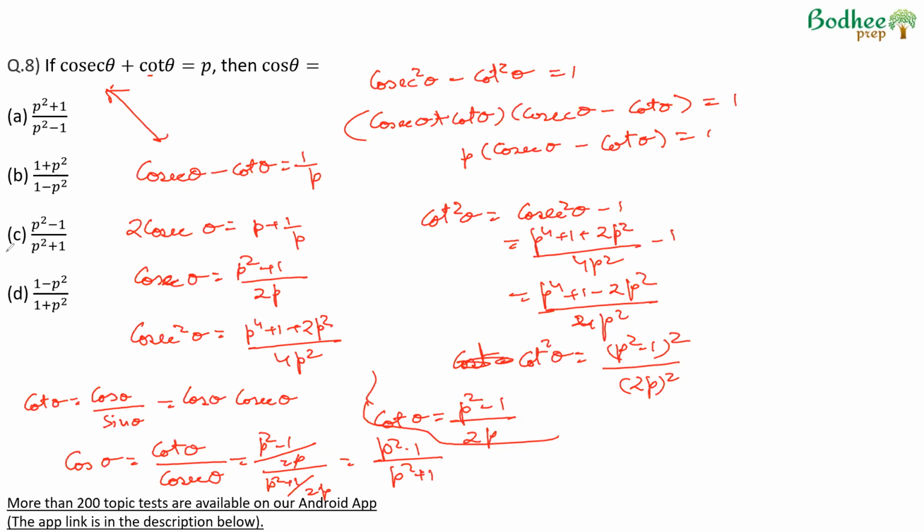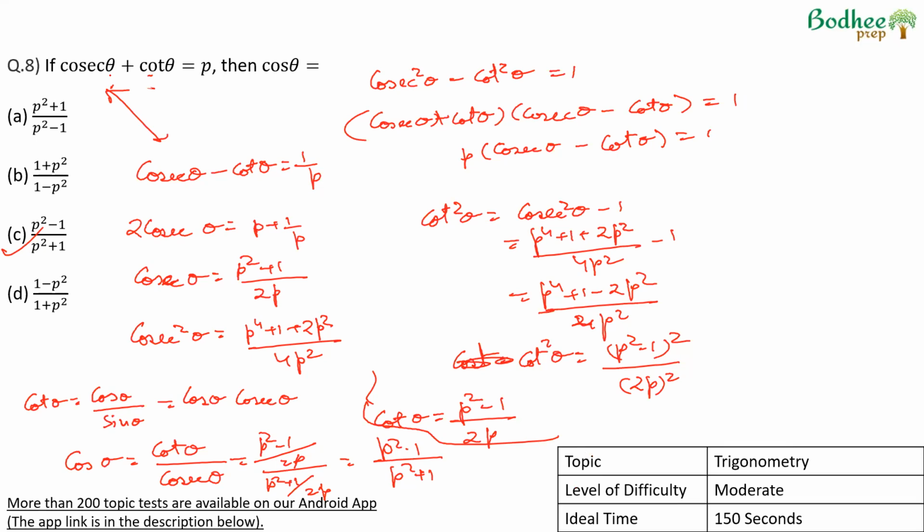P square minus 1 upon P square plus 1. Option C is the answer. Moderate to difficult level question probably, because there are multiple steps involved. About 2.5 to 3 minutes to solve.